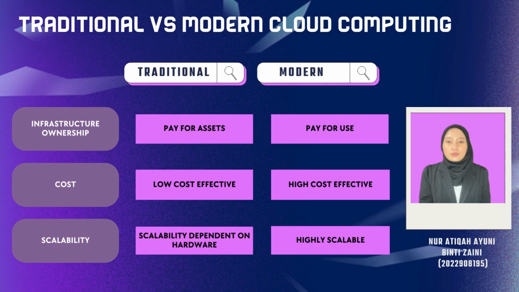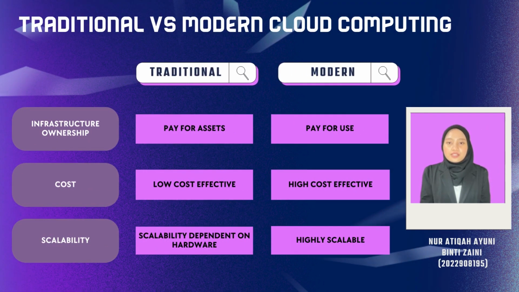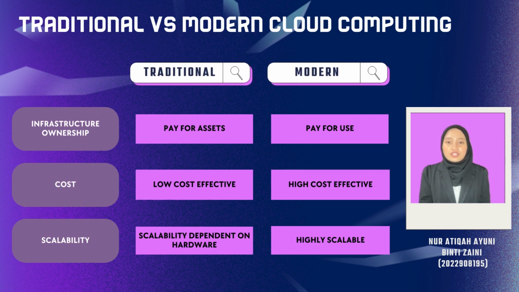Traditional computing and modern cloud computing differ in various aspects. The first aspect is infrastructure ownership. Traditional computing involves owning and maintaining physical hardware, including servers, storage, and networking equipment, while modern cloud computing relies on shared infrastructure provided by cloud service providers, which eliminates the need for organizations to own and manage physical hardware.